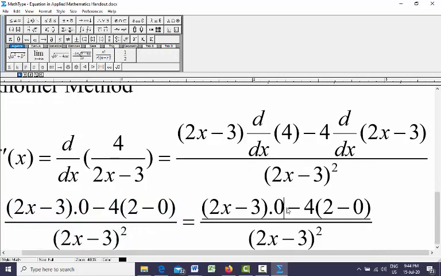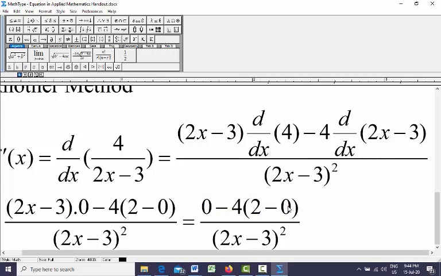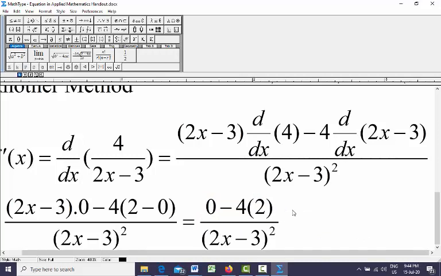Now as you can see here, 0 multiplied by something will always be 0, and here we get only 2. So that means 4 multiplied by 2. 4 multiplied by 2 is 8, so we will have 8 here. So that means we have only minus 8 here. That's the answer.